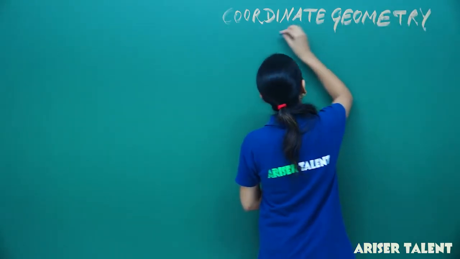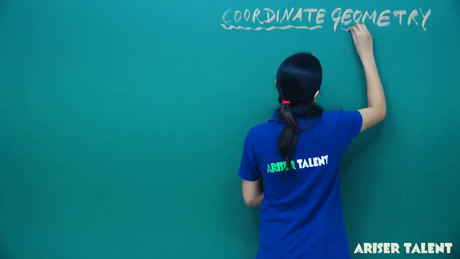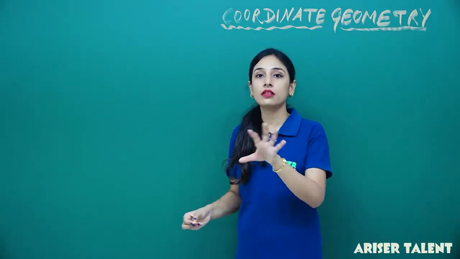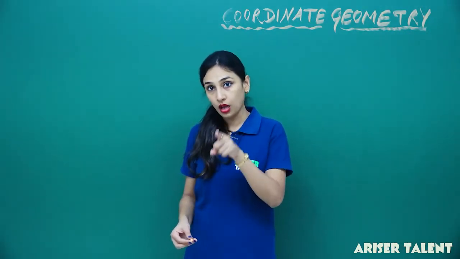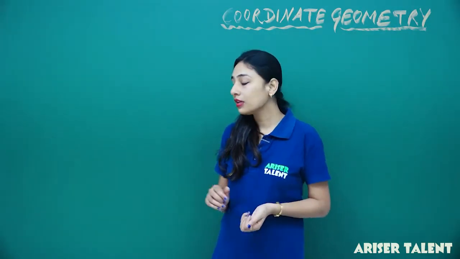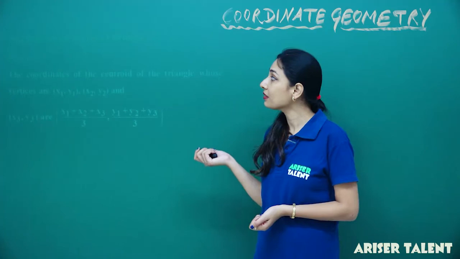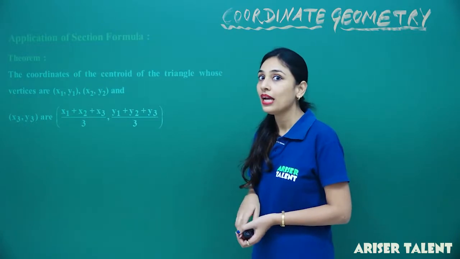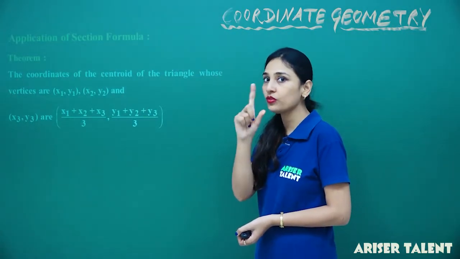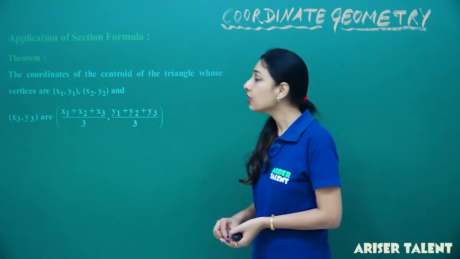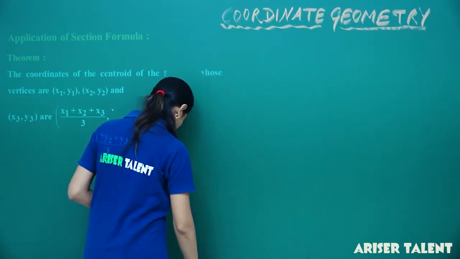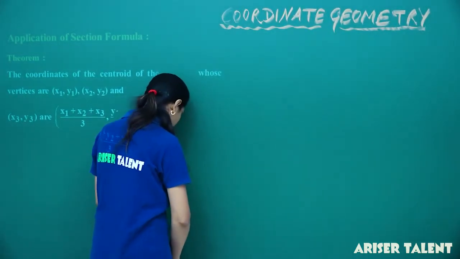Okay, so in this coordinate geometry, what are we discussing? We have discussed the section formula and some basic questions based on it. Now we are going to visit the application part. The application of the section formula has something to do with the centroid of a triangle.